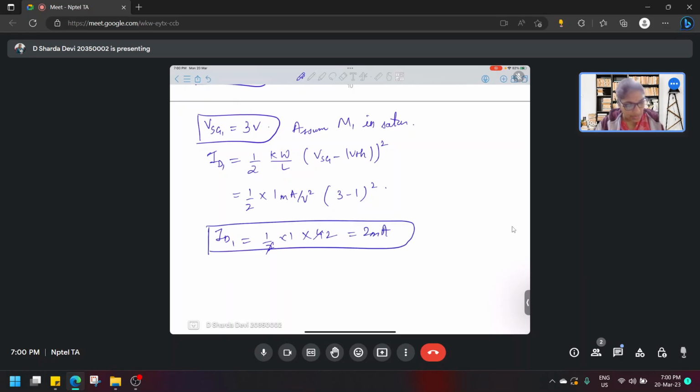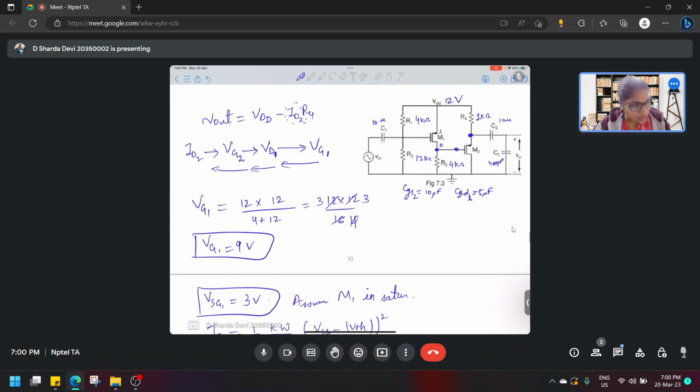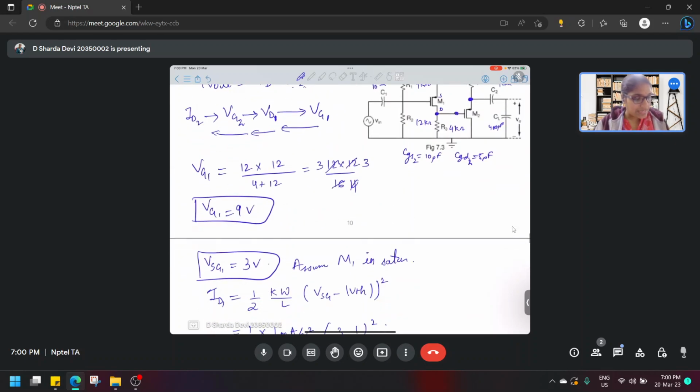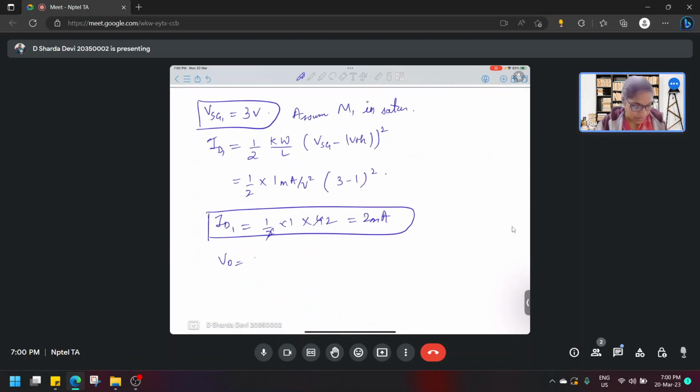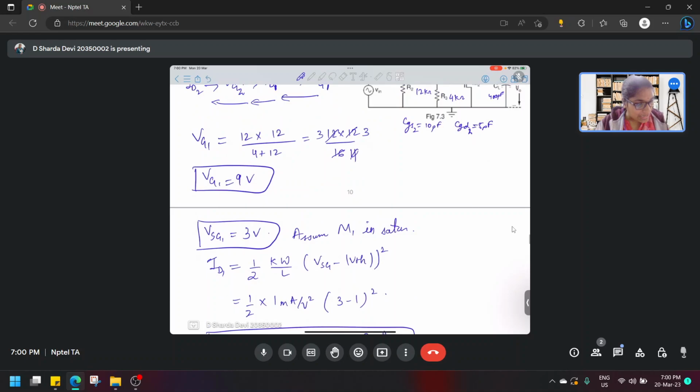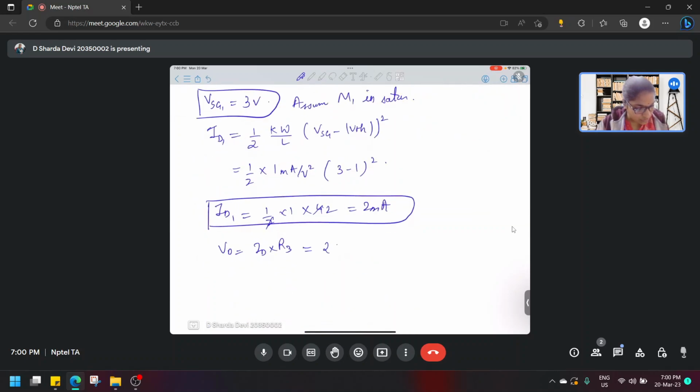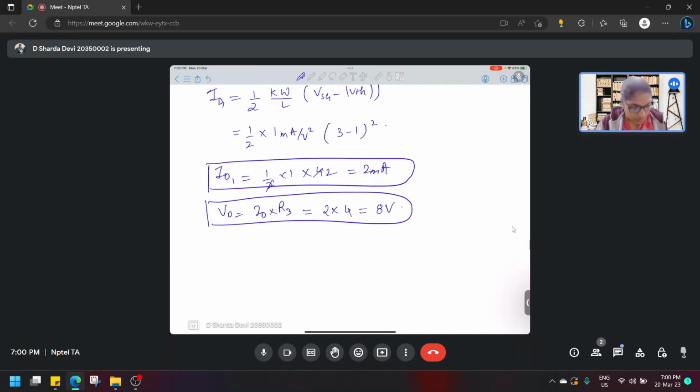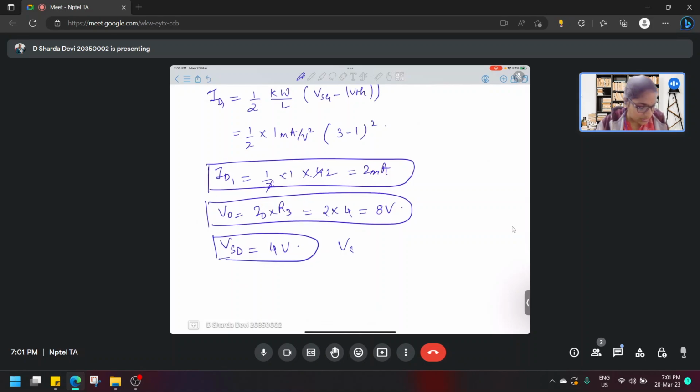ID1. Now if this is the ID1, what will be this for VD? So it is ID into R3. VD will be ID into R3. R3 is 4 kilo ohms, so 2 into 4, it is 8 volts. So VSD is 12 minus 8, 4 volts. And since VSD is greater than VSG minus mod VTH, so yes, assumption is right. So T1 is in saturation, that is correct.